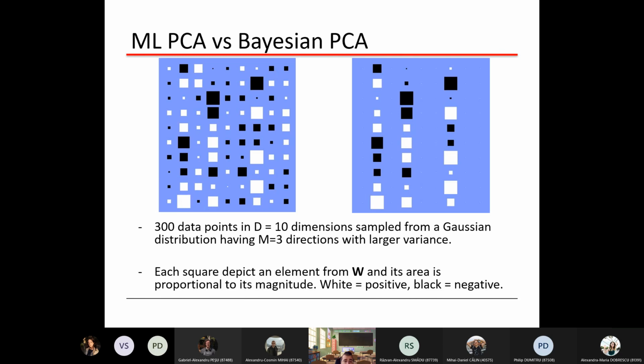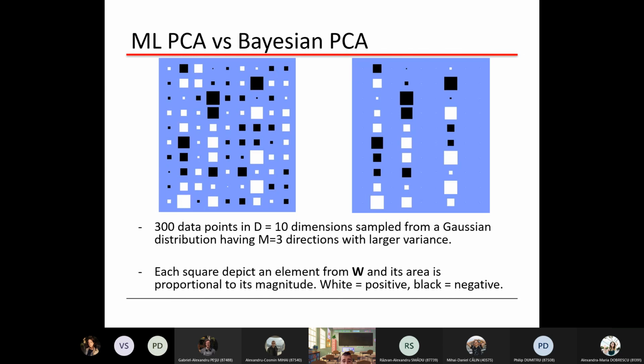And this is the difference. In here on the left, we have maximum likelihood PCA. And on the right is the result of Bayesian PCA. We have 300 data points in 10 dimensions, sampled from a Gaussian distribution with 3 dimensions that have larger variance.